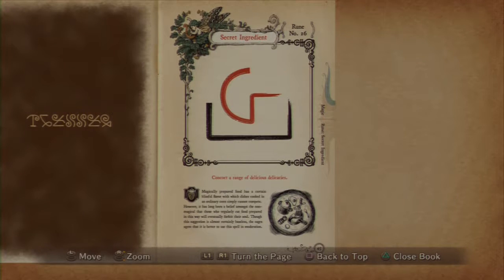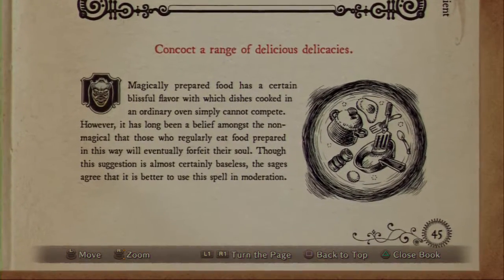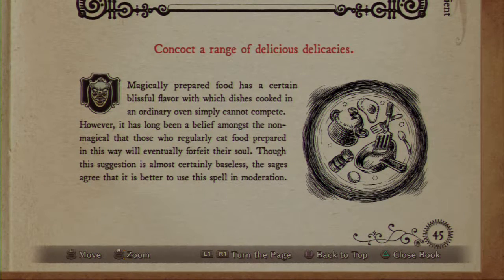Alright, now we move on to our next spell. The next spell we're covering is Secret Ingredient. Concoct a range of delicious delicacies. Magically prepared food has a certain blissful flavor with which dishes cooked in ordinary ovens simply cannot compete. However, it has been a belief among the non-magical that those who regularly eat food prepared in this way will eventually forfeit their souls. Though this suggestion is almost certainly baseless, the sages agree that it is better to use this spell in moderation. Now let me show you how to draw this rune, even though you probably shouldn't be using this too much.